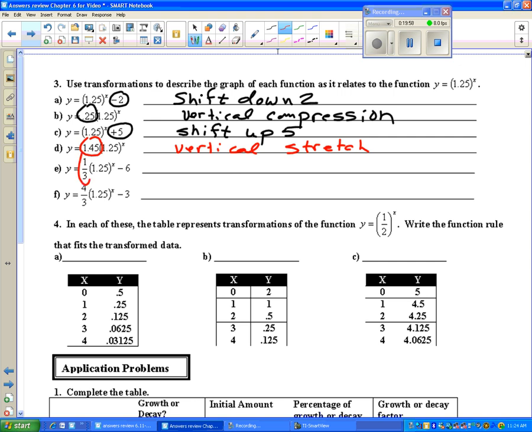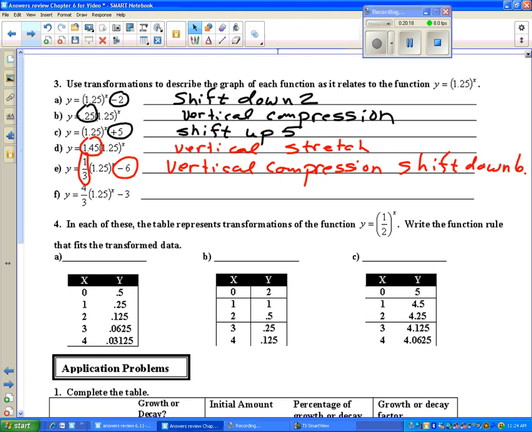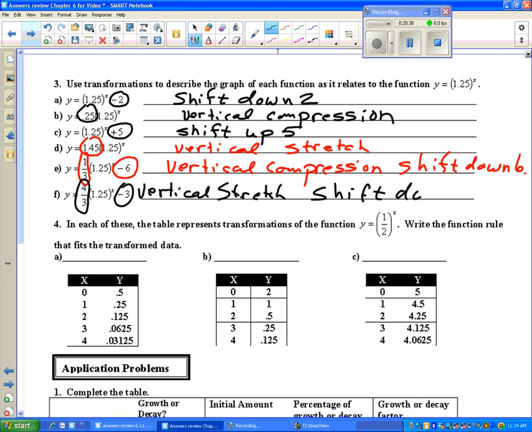For this one, I'm going to have a vertical compression and a shift down 6. It's compression because 1/3 is less than 1, and a shift down 6. And it's down 6 because it's -6. And finally, 4/3 is greater than 1, so this is a vertical stretch since it's greater than 1. And -3 is a shift down 3.